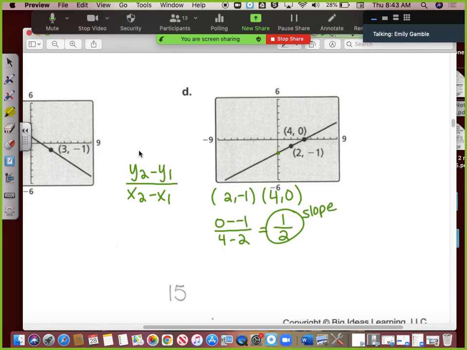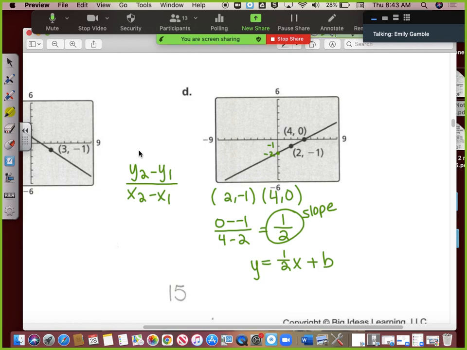Now, if they gave us the y-intercept, our equation would be done. It would be y equals 1/2 x, and then plus or minus whatever the y-intercept is. In this case, it looks pretty close, like it's going to be negative 2. Yes? Sure. So if I was looking at these tick marks, this is negative 1, this is negative 2, it does look like it crosses the y-axis at negative 2. But we have to verify that with algebra.